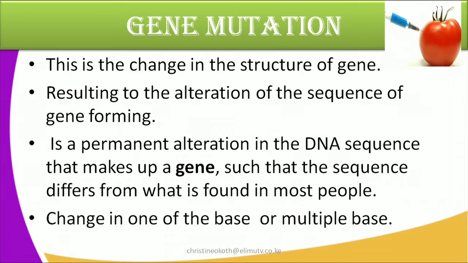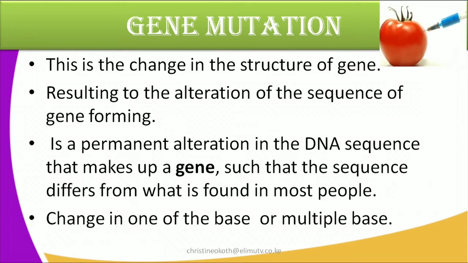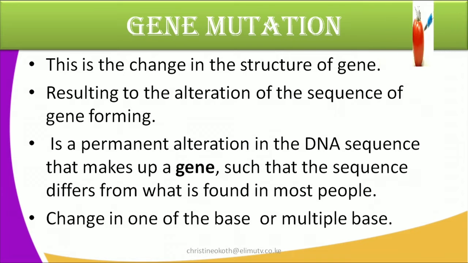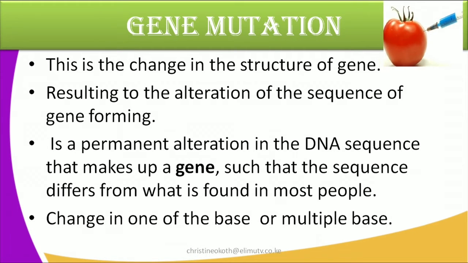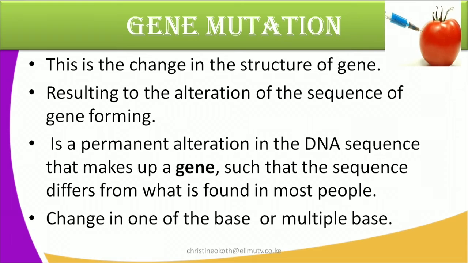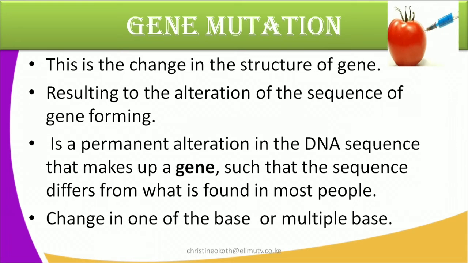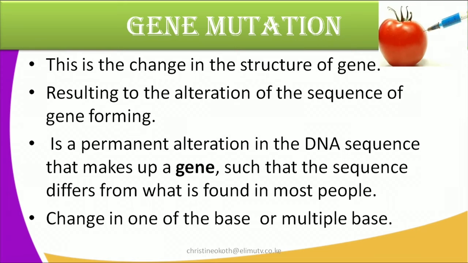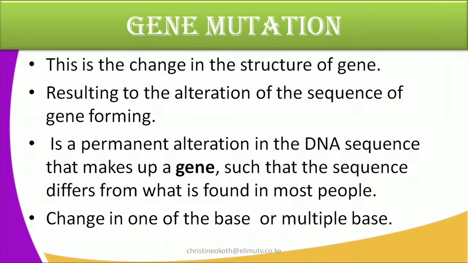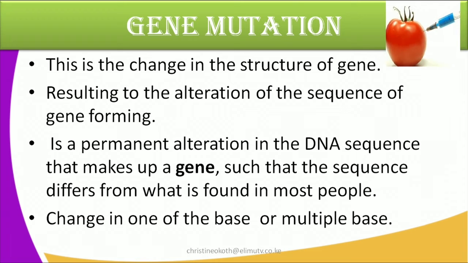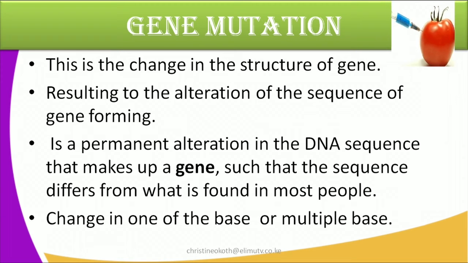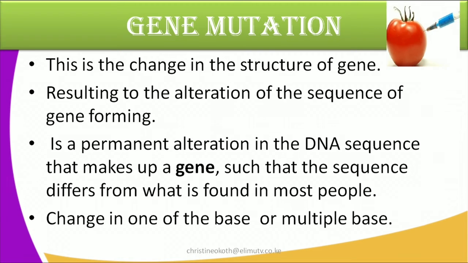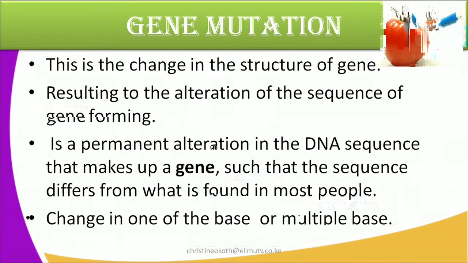So the sequence differs from what is found in most people. Mutation means that the sequence of your DNA is different from what is found in other people. The change in one of the bases or multiple bases is what leads to gene mutation. We discussed earlier that we have 4 bases found on the structure of the DNA. If there is any change in the bases, it can be one of them or multiple bases. That will obviously lead to what we call a gene mutation.